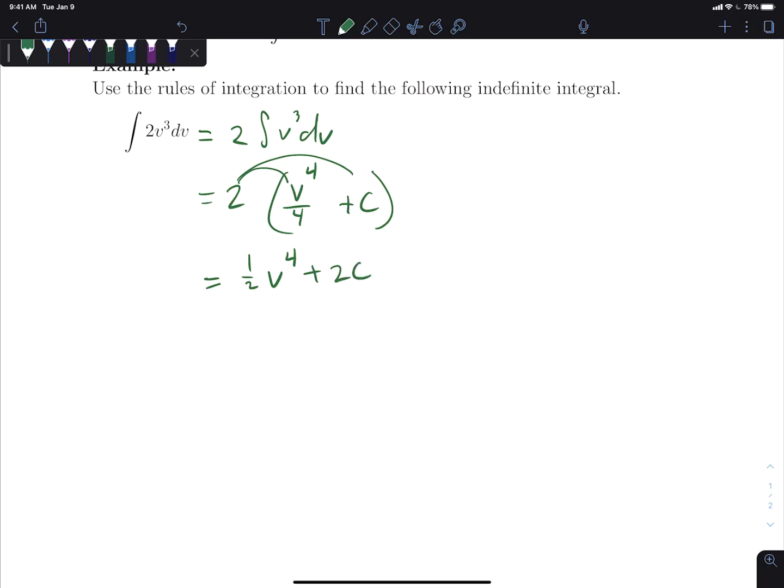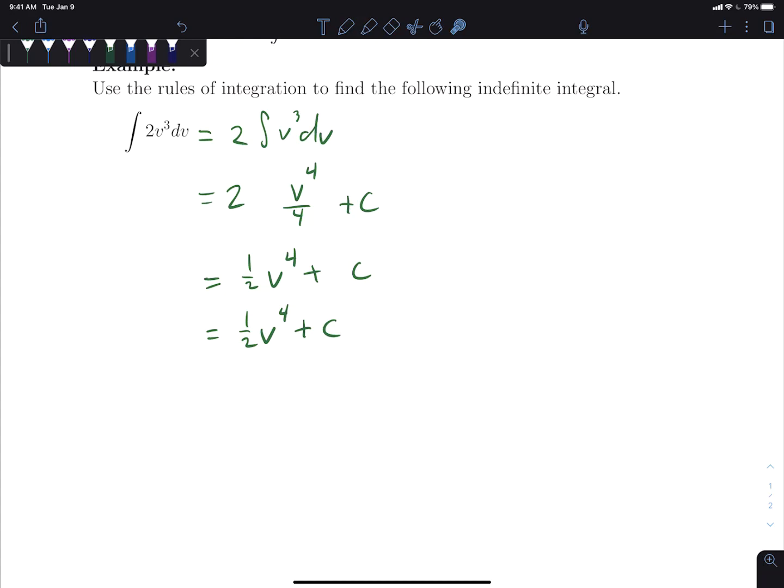That's technically correct. I'm going to make this a c1 though, for now. And the reason why is because 2 times a constant is just some other constant, isn't it? So this would become 1/2 v to the 4th power plus some new constant. It really doesn't matter what the constant is. This is some arbitrary constant. So 2 times a constant is just a new constant. That's all. But we don't really like even doing that distribution because it doesn't matter.